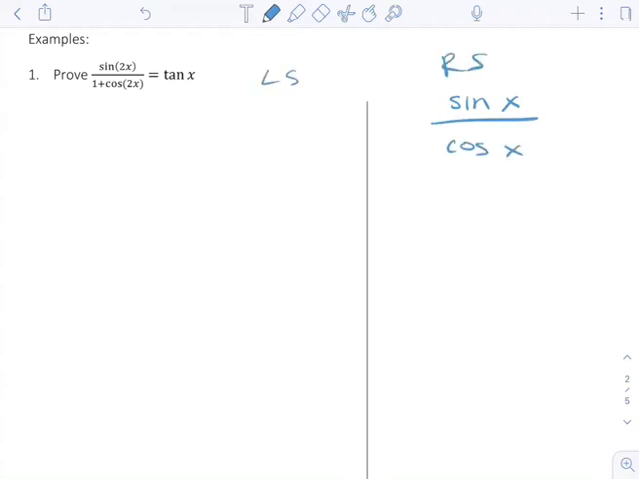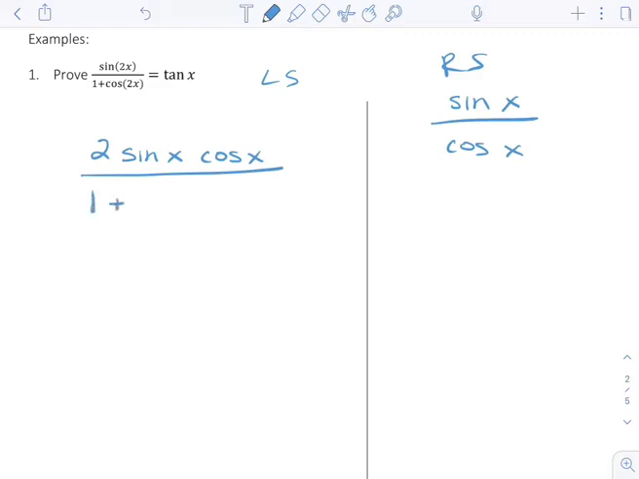Right side here, left side's going to be on this side. That's as far as I can work on the right side. I can't do anything with those ones. Sine over cos is tan x. On the left side, I'm going to expand out those double angles. On top, we have sine 2x. So if you remember your double angles, that was equal to 2 sine x cos x. Then from there, we have 1 plus double angle for cos.